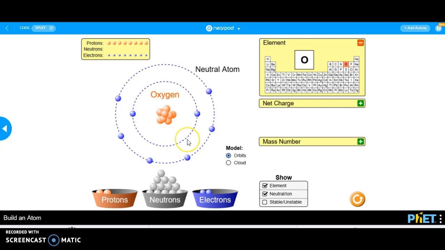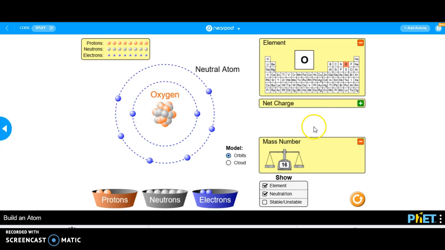And the atomic mass of oxygen is 16. So we will take the atomic mass minus the atomic number. So 16 minus 8 means we will have 8 neutrons. 2, 3, 4, 5, 6, 7, 8. And here the mass number is 16. The net charge is 0.